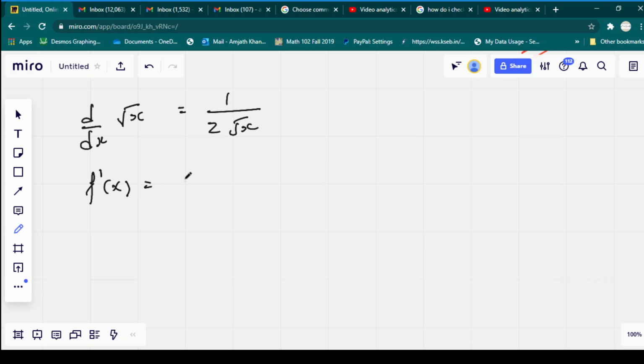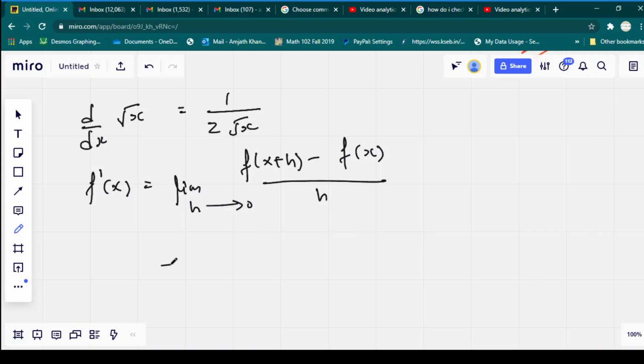f prime of x is equal to the limit as h approaches 0 of f of x plus h minus f of x, over h. Our f of x is the square root function, so f of x plus h is the square root of x plus h. So we have the limit as h approaches 0 of the square root of x plus h minus the square root of x, divided by h.